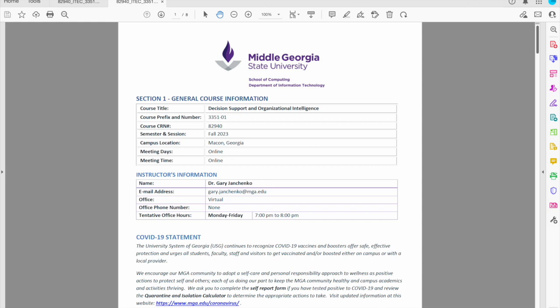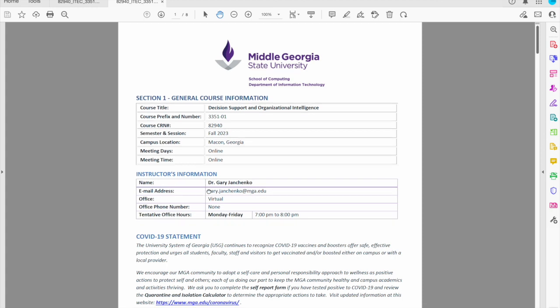Alrighty. I have our syllabus pulled up here and just a few things to take a look at on our first page. Again, my name is Gary Janchenko and my email address is gary.janchenko@mga.edu. I know we have some messaging functionality inside of D2L, but it's not a push notification to me that something is new in my inbox there. So I tend to be a little bit more delayed with that communication. It's really only when I log into D2L that I see those messages. So for faster service, please make sure that you are emailing me at gary.janchenko@mga.edu. I'll certainly respond inside of D2L, but you will get a faster response this way.